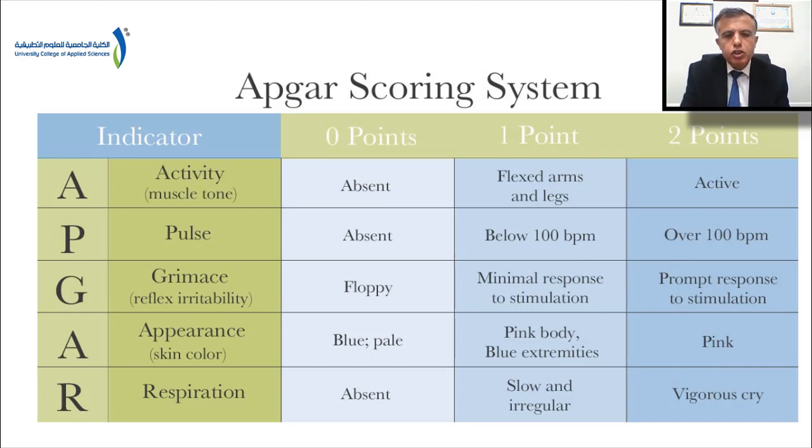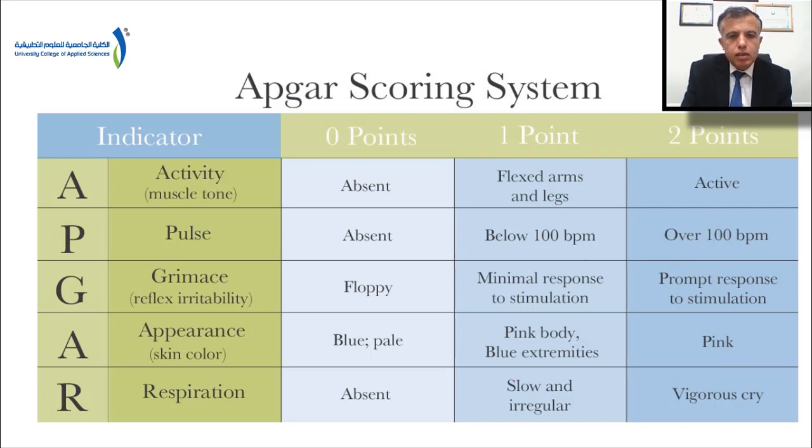When we talk about respiration or respiratory effort, if there is no respiration or no respiratory movement, the grade will be 0. With slow or irregular respiration, the grade will be 1. And with vigorous crying or adequate respiratory efforts, the child will be given 2 points.